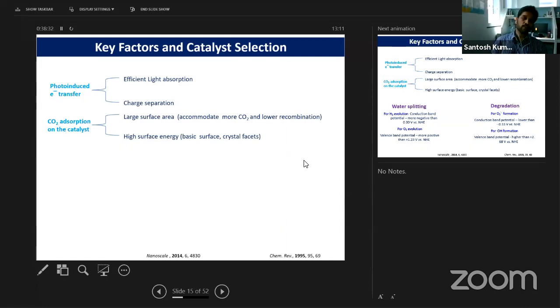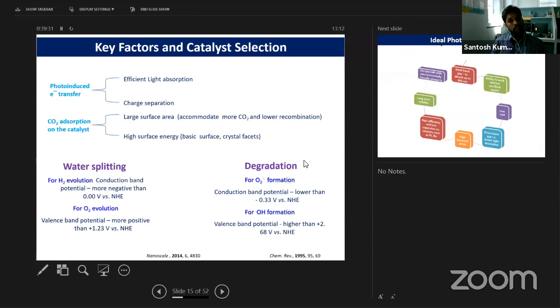On the other hand, particularly if you want to convert biomass or carbon dioxide into useful chemicals, the catalyst has to adsorb the CO2 on its surface. So it has to have a large surface area which can accommodate a larger number of CO2 molecules, and also lower recombination. A high energy surface is important for boosting the productivity of any particular reaction. So for example, particularly for CO2 reduction, having a basic surface or crystal facets that have high energy can improve the efficiency of this process.